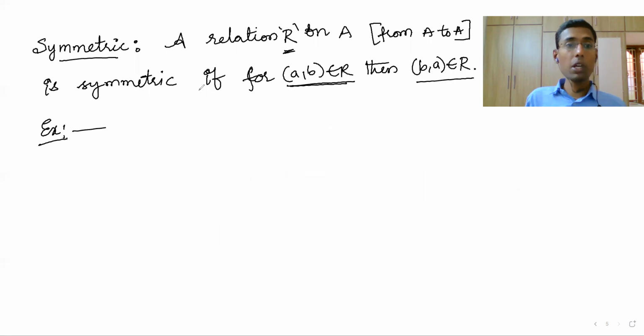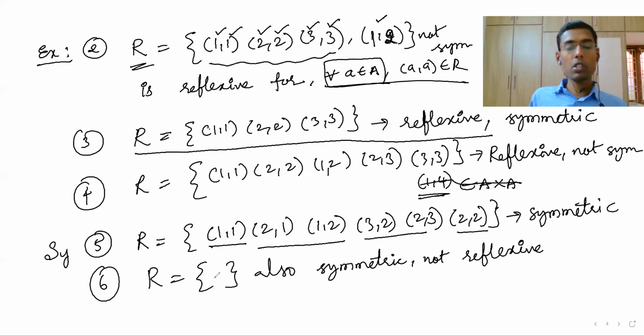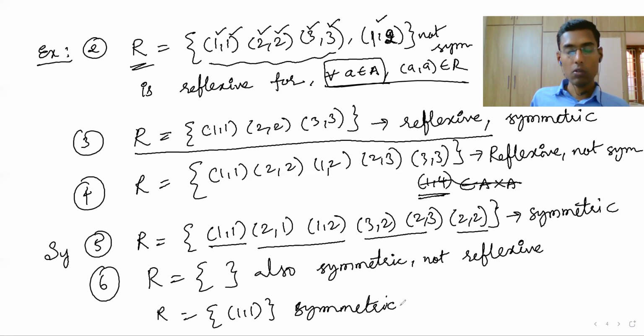But for symmetric, if at all A comma B belongs to R, then B comma A should be there. If A comma B is there, then B comma A should be there. Here A comma B is not there, and B comma A also is not there. That's the only thing you need to check. We'll take 1, 1. It is simply symmetric, because the reverse is also the same thing.